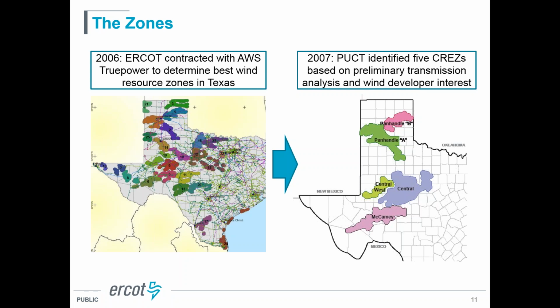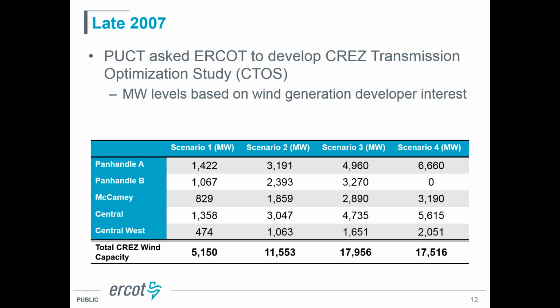So in 2007, the PUC identified those 5 zones, and then they also asked ERCOT to develop what became known as the CREZ Transmission Optimization Study. And they gave us 4 scenarios to study. I'm going to start with scenario 3. Scenario 3 was, as they asked the wind developers, where are you interested in? The developers came back to the PUC and each one said, hey, I want to build a 150 megawatt plant here, or a 250 megawatt plant here, or a 100 megawatt plant here. And they took all of those numbers and added them up in each of the zones, and that's how they came up with scenario 3. It was everything that a wind generation developer has told us they're interested in.